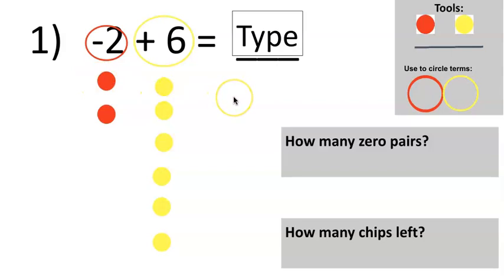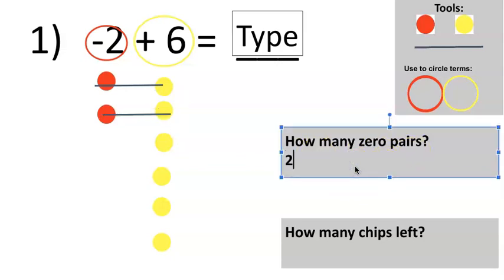So our third step is going to be find all zero pairs. And again, yesterday we did this. So red and yellow will be 0, makes a 0. So we're going to get a connector. And red and yellow makes a 0 pair. We're looking for more 0 pairs. Yes, we find another pair. So we're going to answer this question, how many 0 pairs? Well, we have 2 0 pairs.